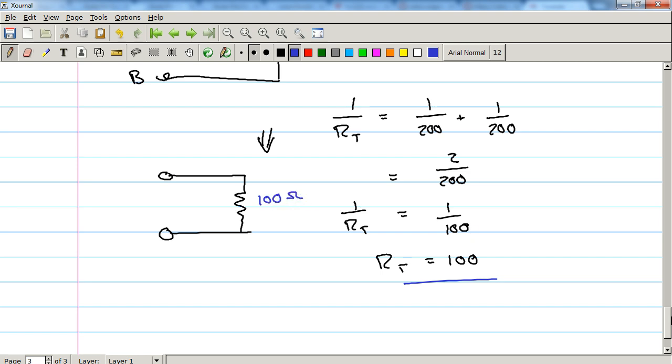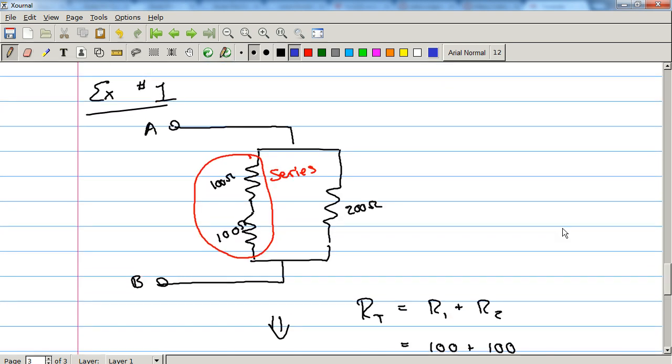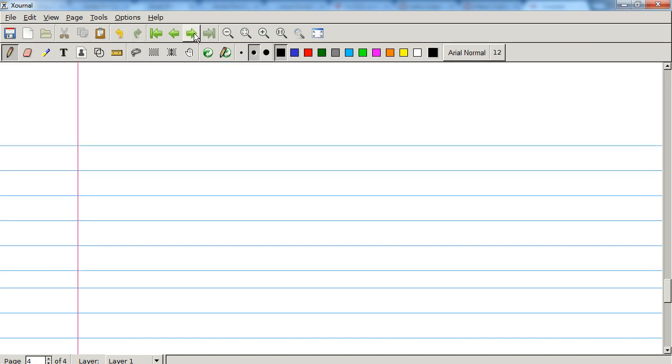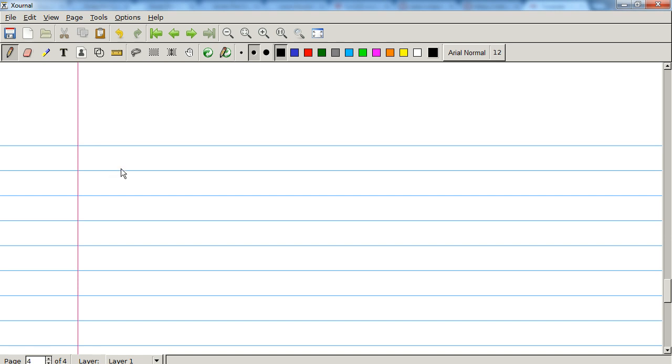So we were able to take these three resistors, two in series to one in parallel, and reduce it down to just one resistor very, very simply. So let's look at another example, this one with a little more weight on resistors in parallel. So example 2, number 2.